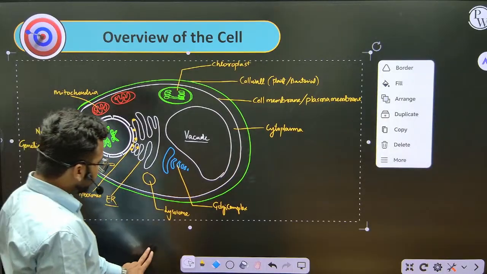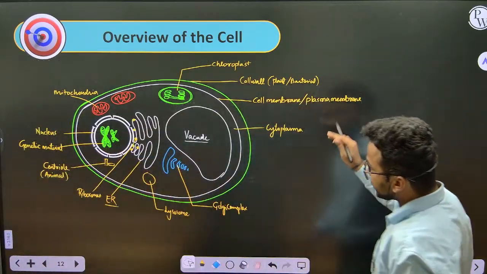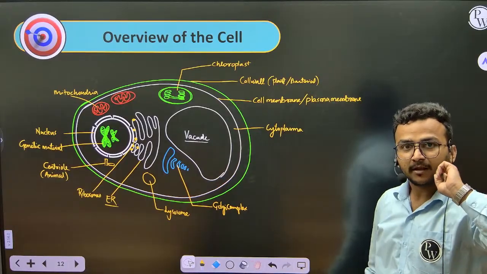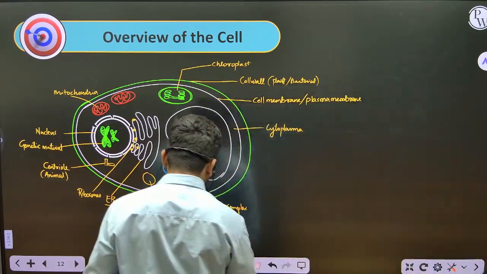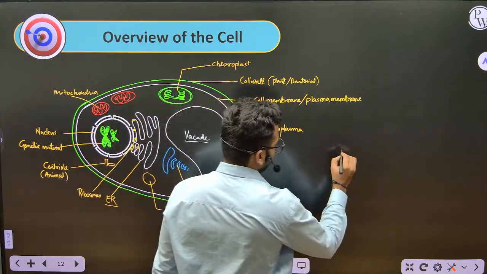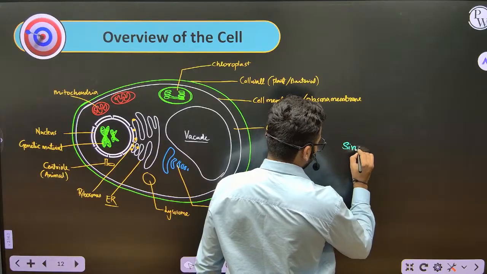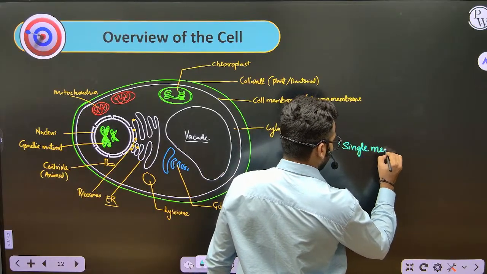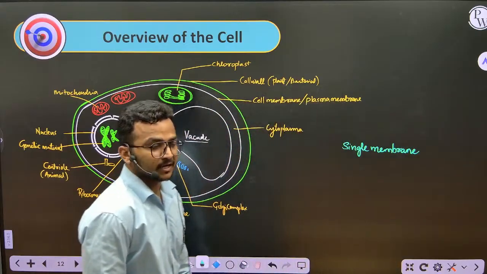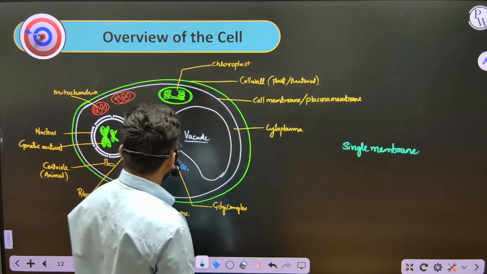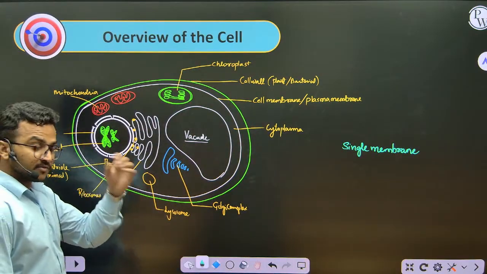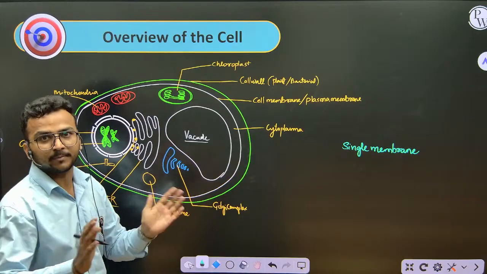So the cell organelles we have seen here. The cell organelles which contain one membrane, we place under single membrane organelles. So let me write here, single membrane organelles. The single membrane organelles here are, one is ribosome. Sorry, ribosome has no membrane. There is nothing, no membrane around it.